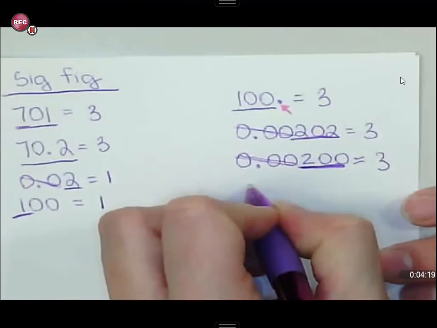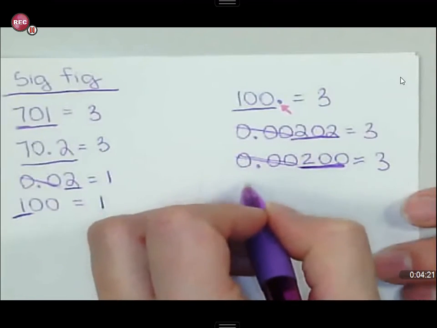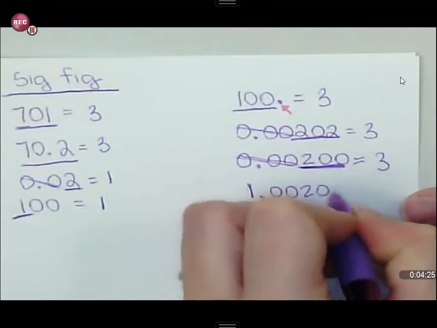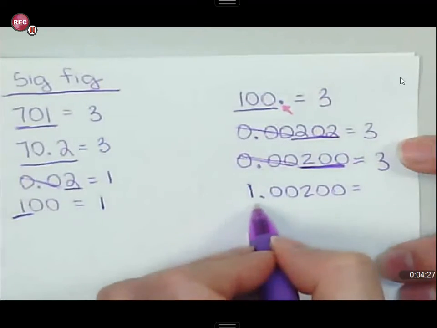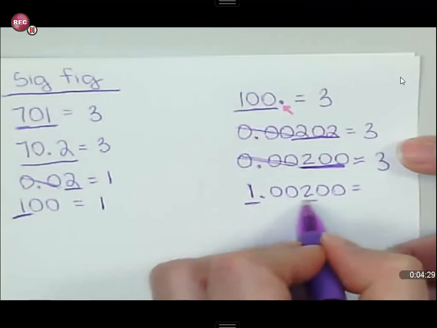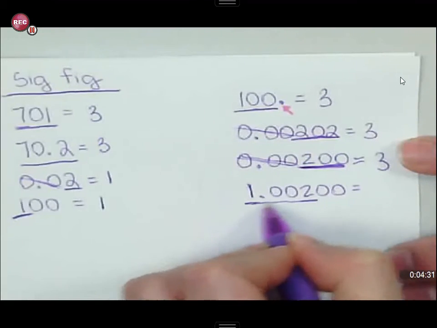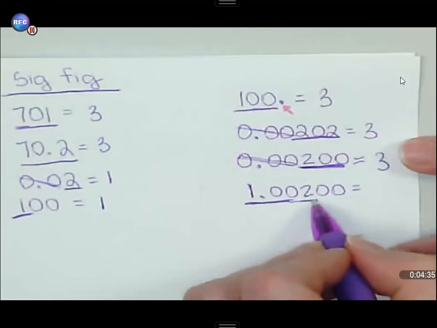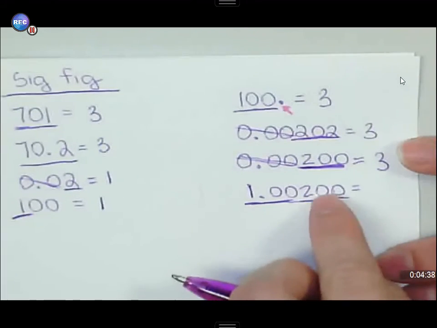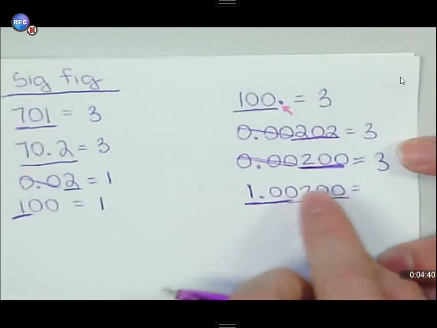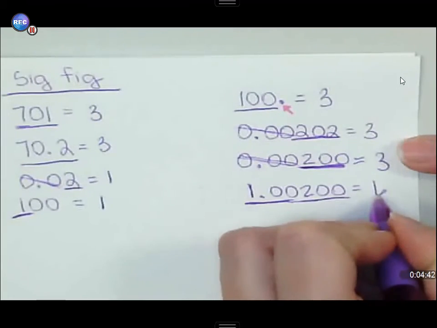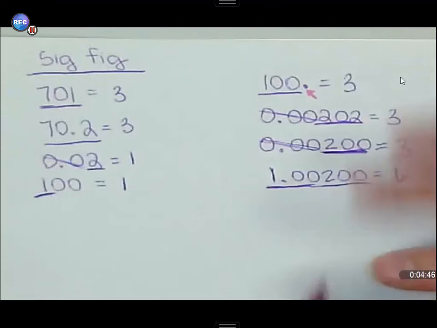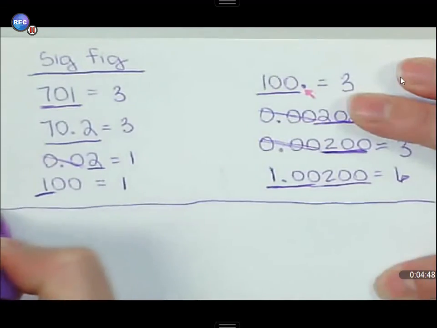Now, what if you had a 1 up here? If you had a 1.00200. Okay, well this is important. This is important. They're sandwiched. These 2 zeros are sandwiched between. And then we have these following zeros. So that means 1, 2, 3, 4, 5, 6 of them would be important, significant figures. So those are your significant figures.